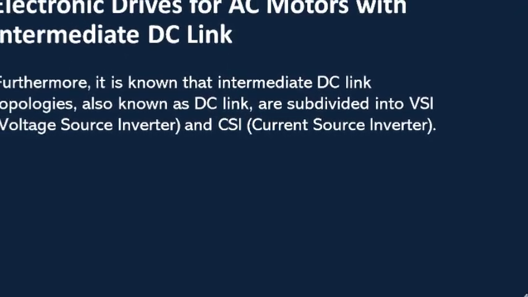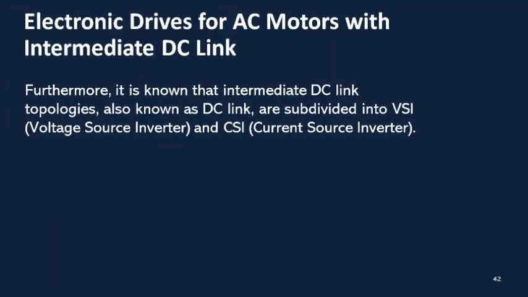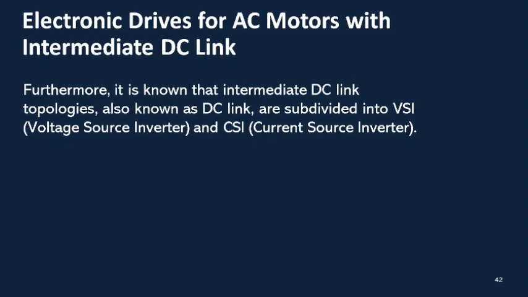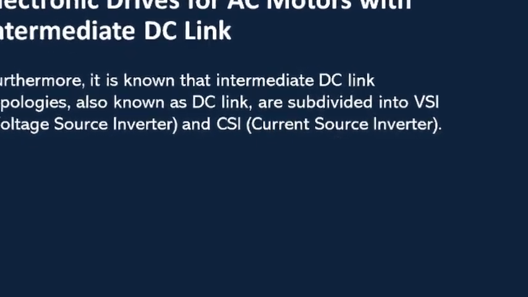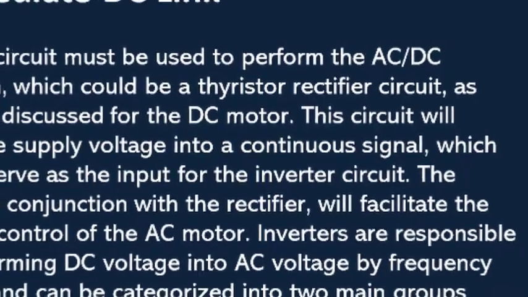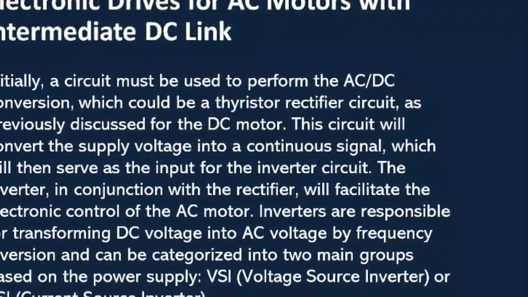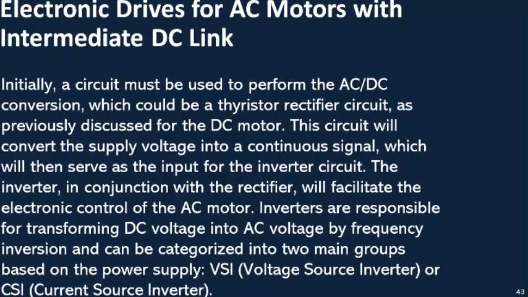Additionally, intermediate DC link topologies, also known as DC link, are classified into two main types: VSI, voltage source inverter, and CSI, current source inverter. These configurations play crucial roles in AC motor drives, offering distinct advantages depending on the specific application requirements.